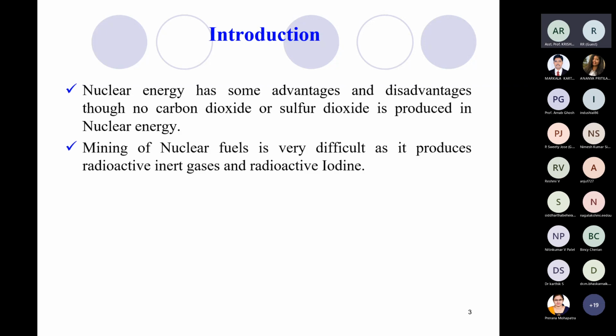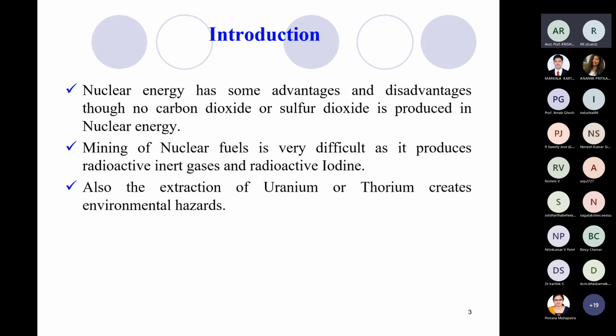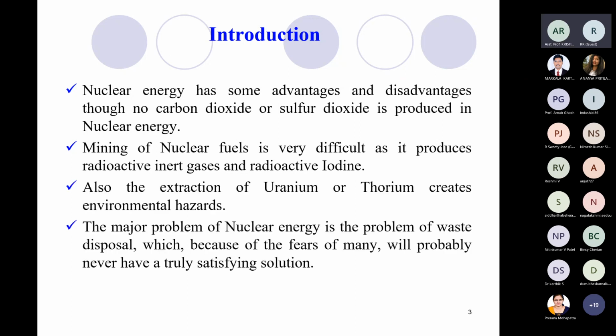Okay, so the difficulties related with these nuclear fuels are that they will produce some radioactive gases and radioactive iodine. Even they will emit some radioactive rays. Okay, so those are not safe actually. And the major problem of this nuclear energy is that we cannot handle the waste properly. Okay, so that is the major concern related with this nuclear energy.